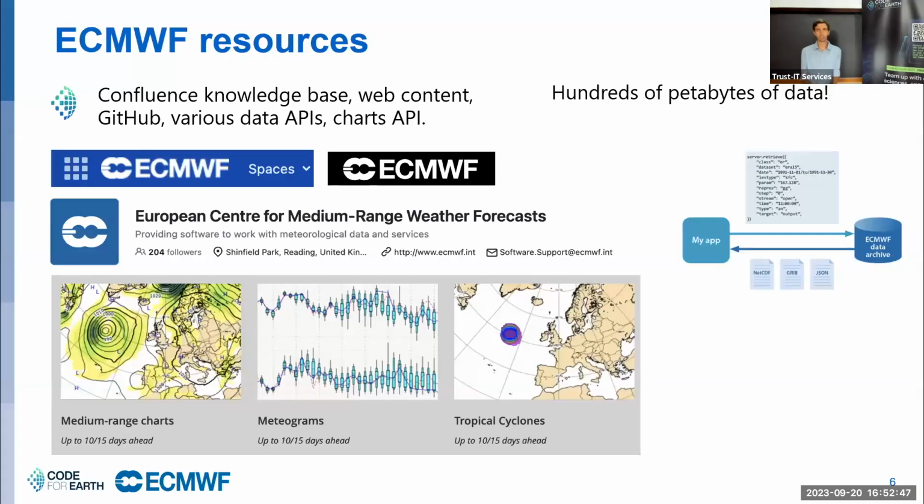So let's give a look at what's the starting point. We took the Confluence knowledge base, which is hosted publicly by ECMWF, all the web content which is under ECMWF.int. Then there are some GitHub repositories that we took into consideration, plus the data API and charts API, which are hosted at ECMWF. So these are quite a lot of diversified, unstructured data.